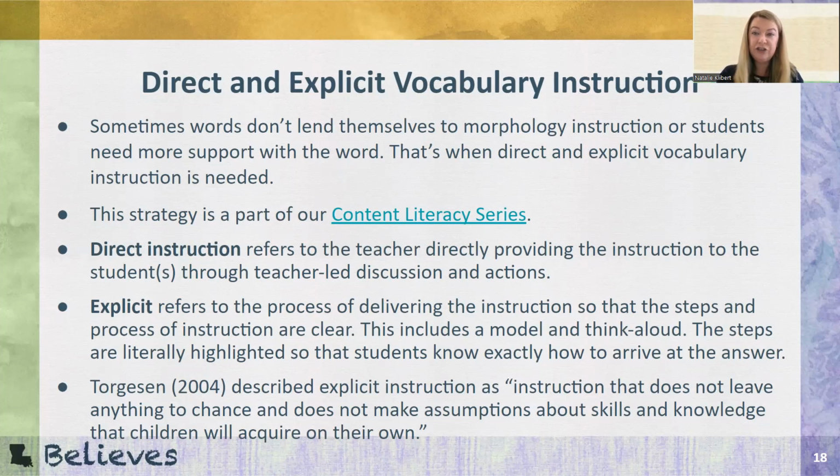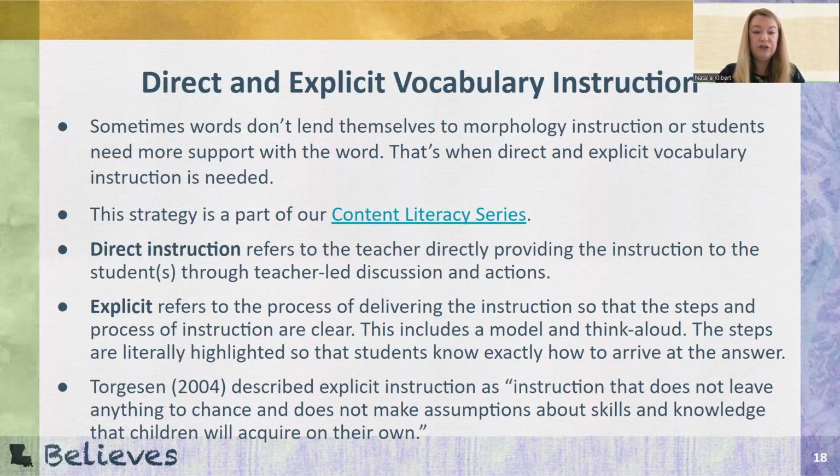Okay, so direct instruction refers to the teacher's ability to directly provide instruction to the student through teacher-led discussion and actions. This is not yet where we're eliciting responses. This is not where we're having turn and talks. This is where I need you to really understand what this is. Now I'm going to release you, talk about it after we give them direct explicit instruction. Explicit refers to the process of delivering the instruction so that the steps and process of instruction are crystal clear in their heads before we release them. This includes a model and a think aloud, okay? The steps are literally highlighted so that students know exactly how to arrive back at that answer in a second.